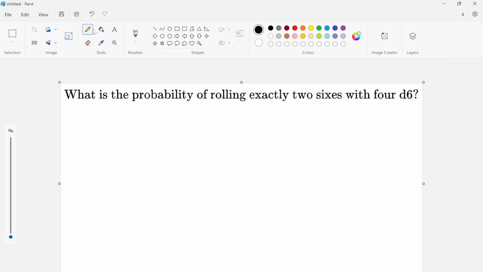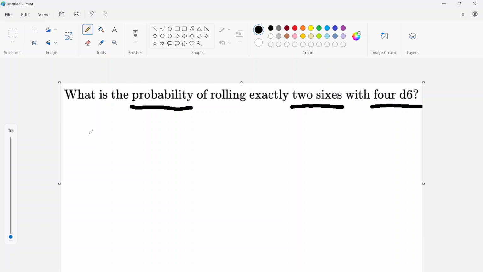Today we're doing a slightly more interesting problem, and the problem statement is: what is the probability of rolling exactly two sixes with four d6 dice? So let's break down this problem a bit.